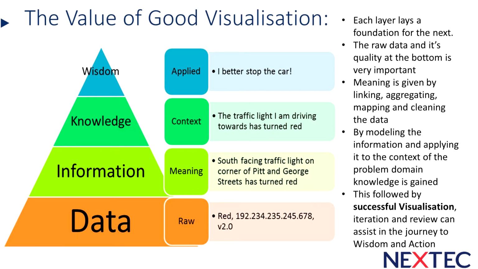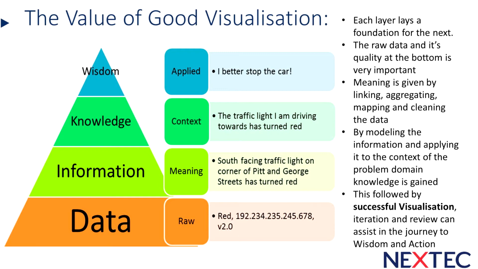So let's talk about the value of a good visualization. In this pyramid on the left, each layer forms a foundation for the next. At the bottom is the data layer, which is the raw data. Obviously, quality is very important because everything builds on top of it. So this is an example of raw data saying red and some number. It's raw data, so we can't really interpret it.